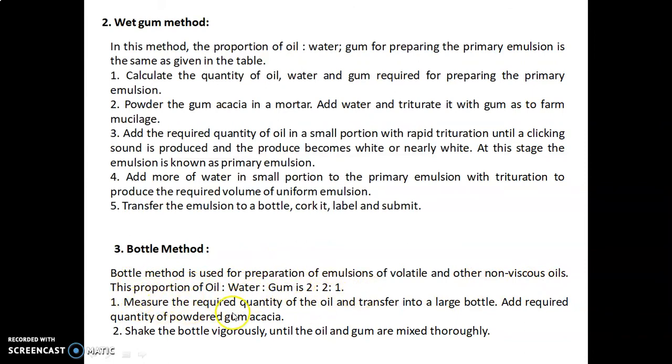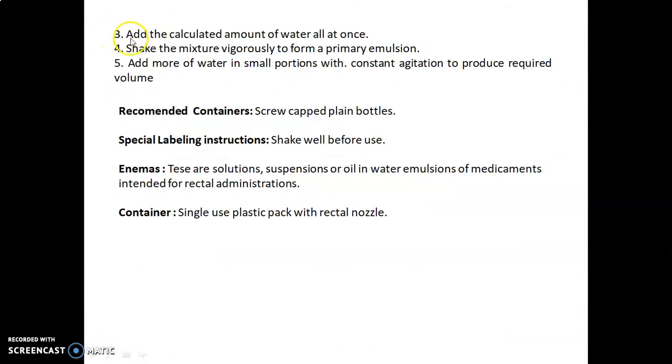First one, measure the required quantity of the oil and transfer it into a large bottle, add the required quantity of powdered gum acacia. Then second one, shake the bottle vigorously until the oil and gum are mixed thoroughly. Third one, add the calculated amount of water all at once. Then fourth one, shake the mixture vigorously to form a primary emulsion. Fifth one, add more water in small portions with constant agitation to produce the required volume.